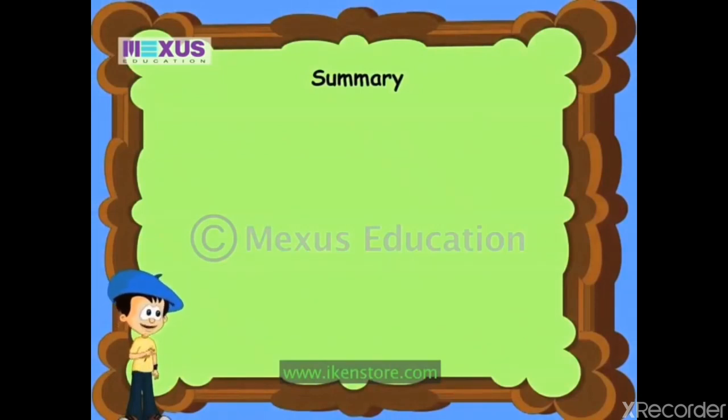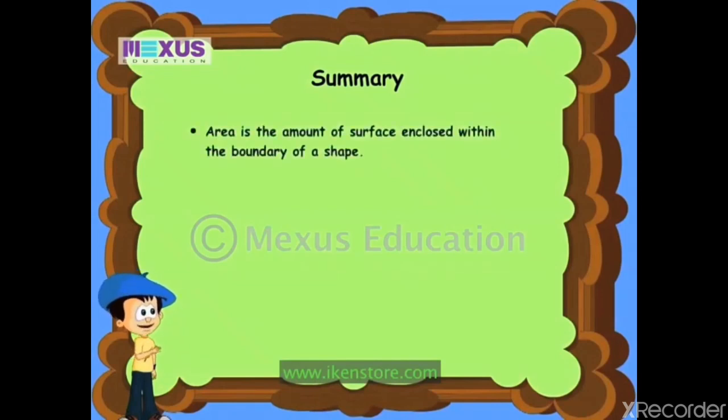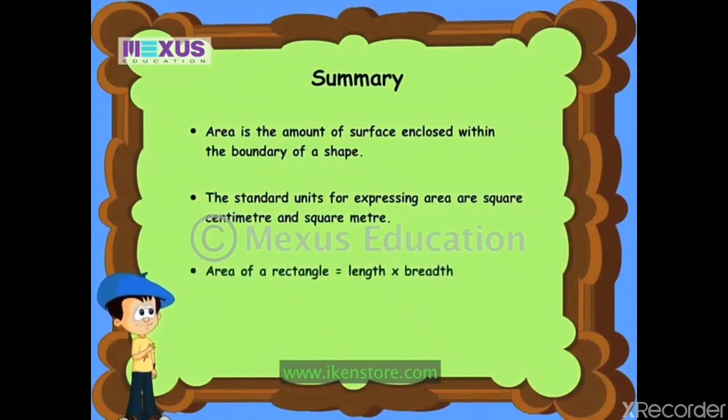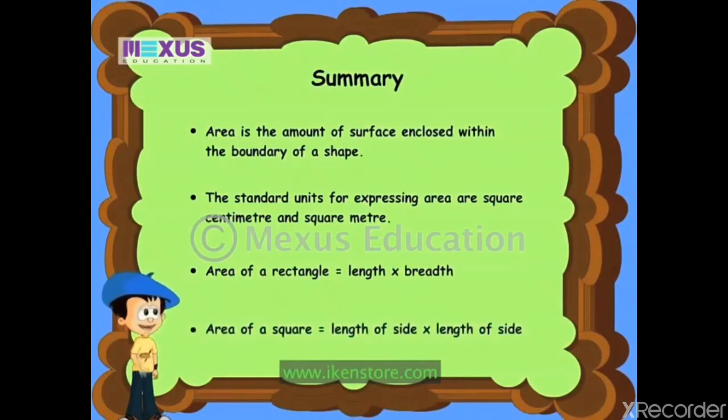Do you want to know what I learned? Area is the amount of surface enclosed within the boundary of a shape. There are standard units for expressing area. The smaller unit is square centimeter and the larger unit is square meter. We also learned that the area of a rectangular shape can be calculated by multiplying its length and breadth. Since all the sides of a square are equal, we can find out its area by multiplying the length of its side with itself.